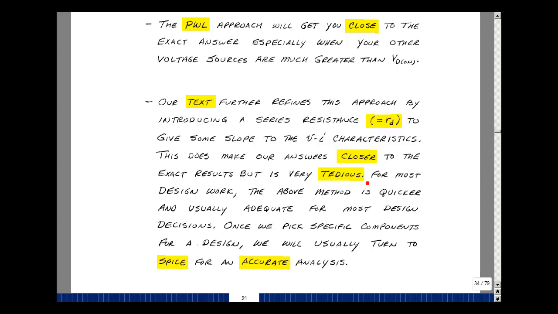In this last example, it wouldn't have been a big deal. But when you have a lot of components and you add an extra resistor instead of a voltage source by itself, it does make things a lot more difficult. So what we're going to do is keep the model as simple as possible to do our designs and make our design decisions, and then if we want an accurate result after we design something, we'll run SPICE and see what the results are. And this is load line analysis in a piecewise linear model for a diode.